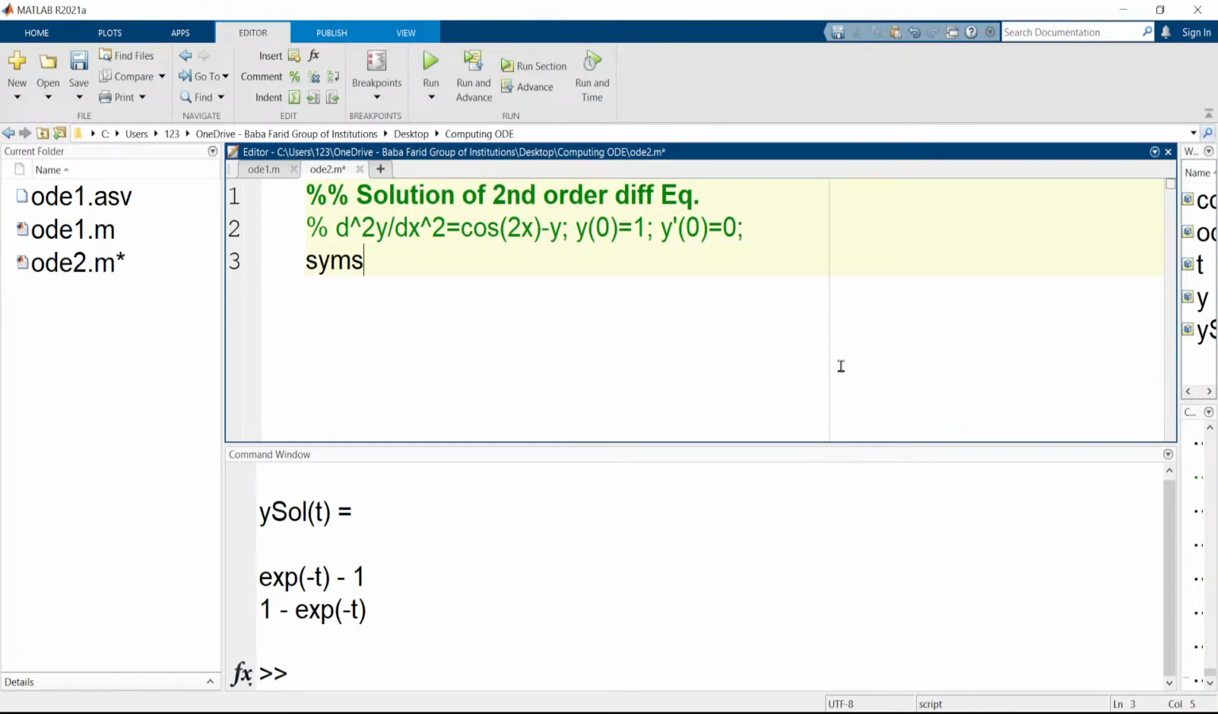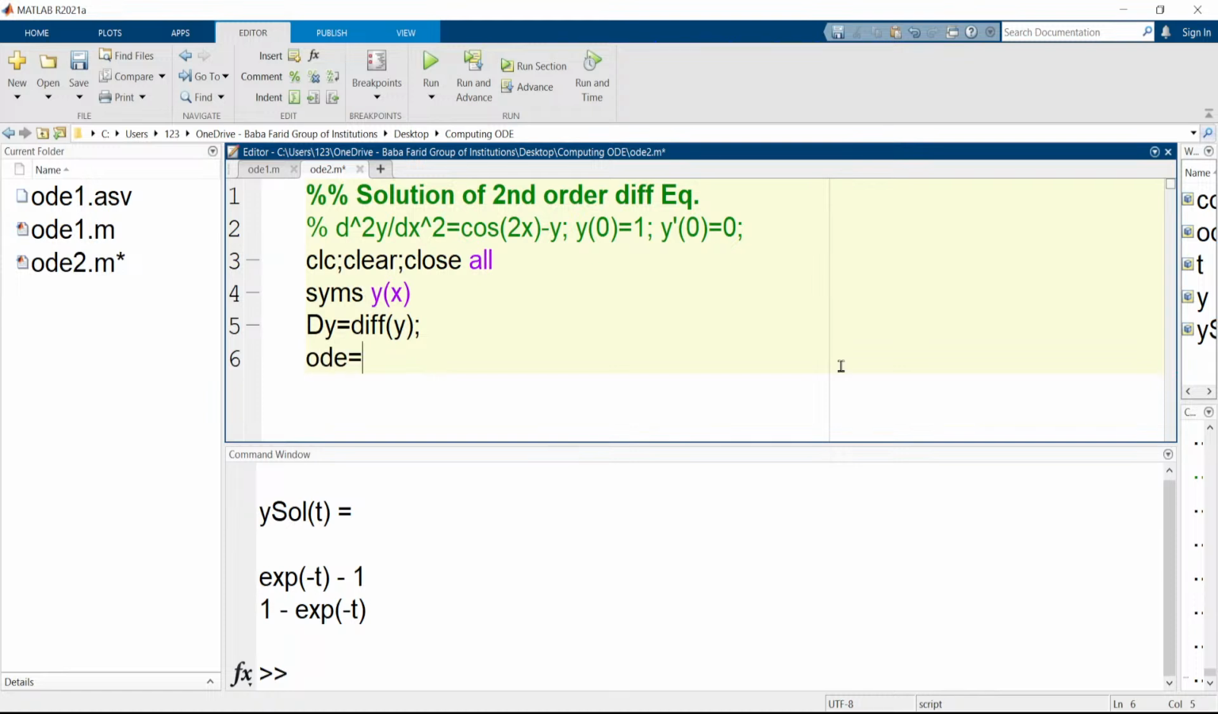So here is the same. Sorry, we have to use CLC, then clear, then close all. Okay, then since we need a symbolic function which is yx. Yx is initial condition.